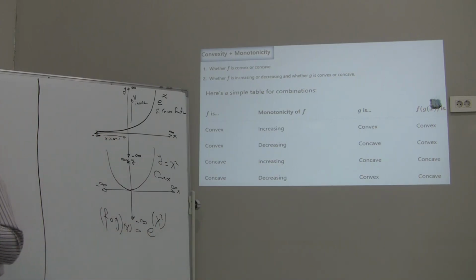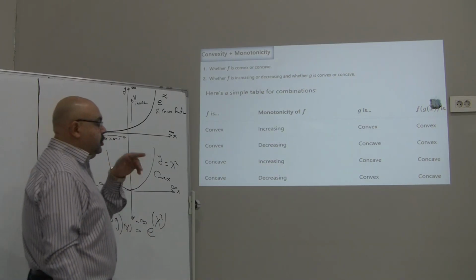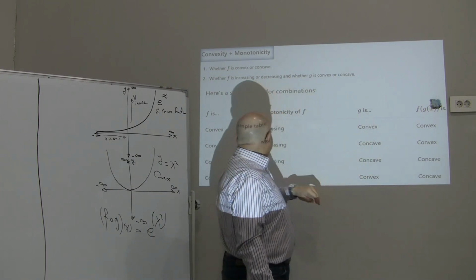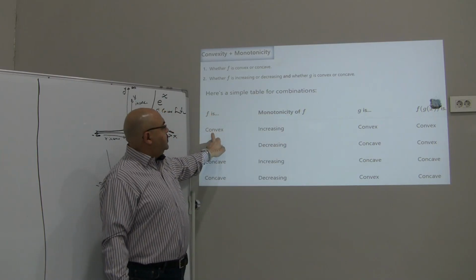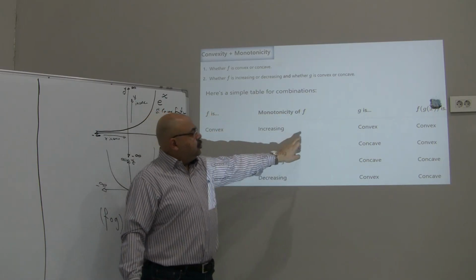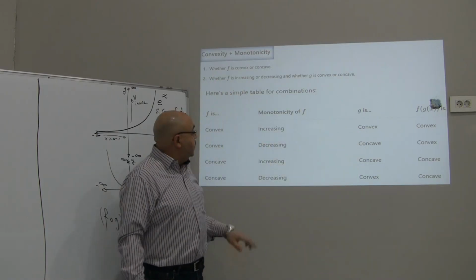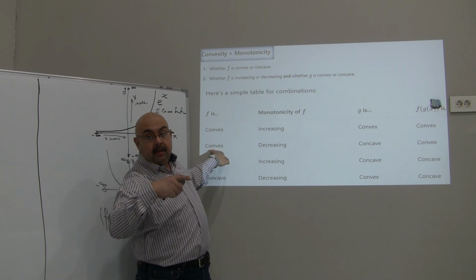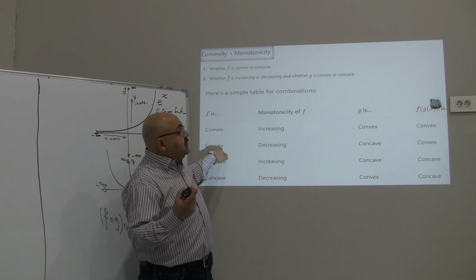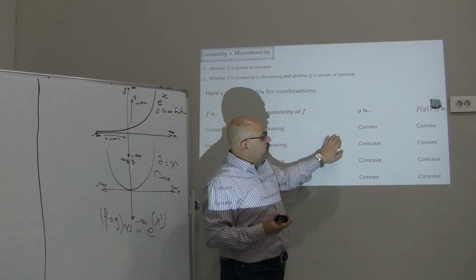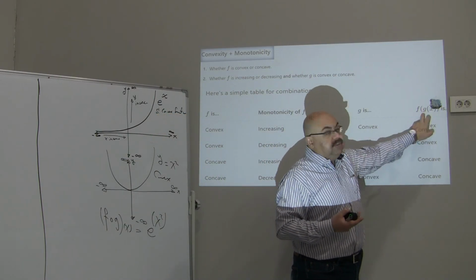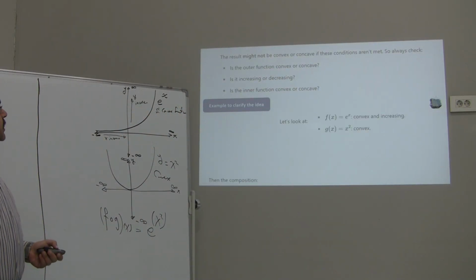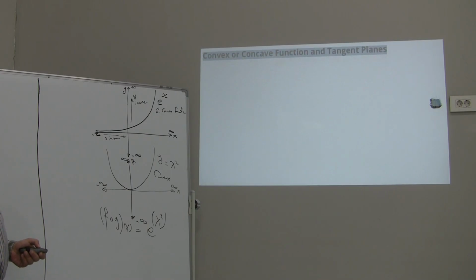It summarizes the cases. f is the outer function, remark that, f is the outer function over g of x. And f is convex and increasing, g is convex, so the result will be convex. In a similar manner, if f is convex but decreasing, and g of x, the inner function, is concave, the result will remain convex, as you can see. So this table is important, okay? Very good. And that's the example that we went through.